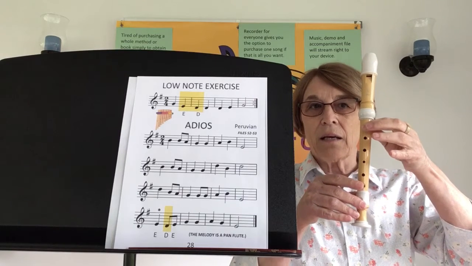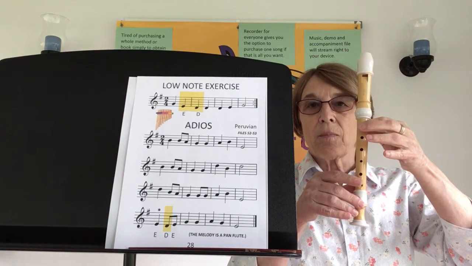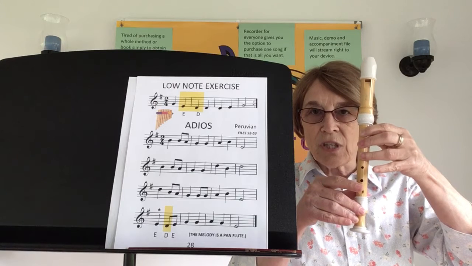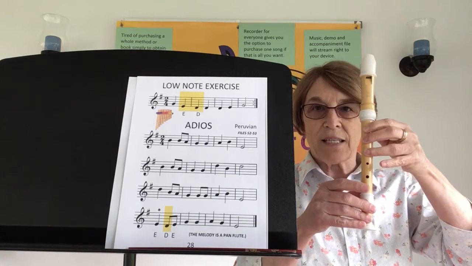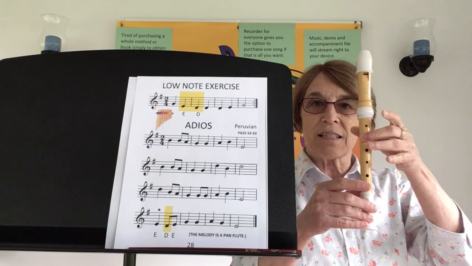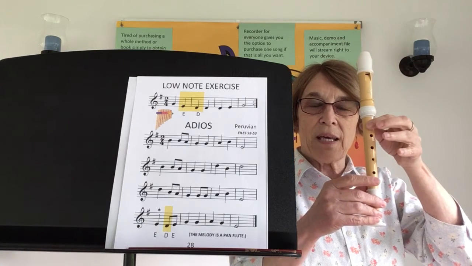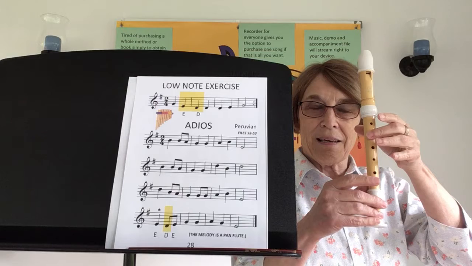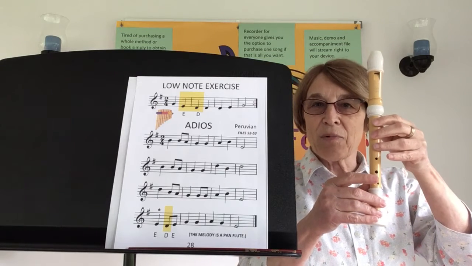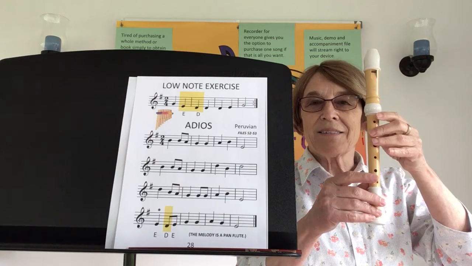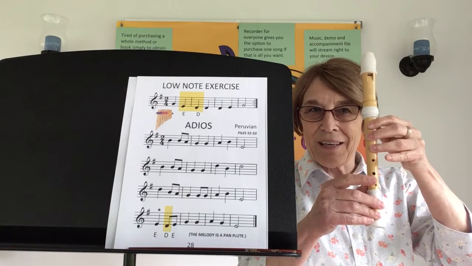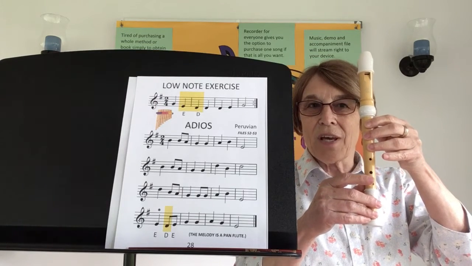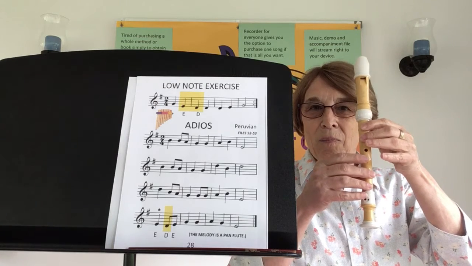Second line, B, B, A, G, G, then all the way up to our high D that we learned in the last lesson. D, B, D. And then I would continue on. D, B, A, G, G, G, A, B.